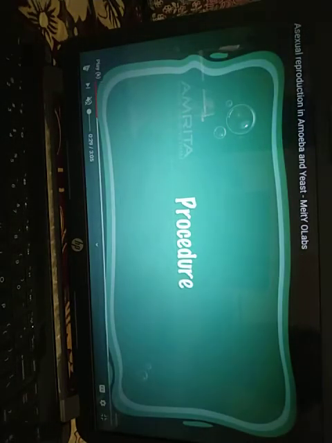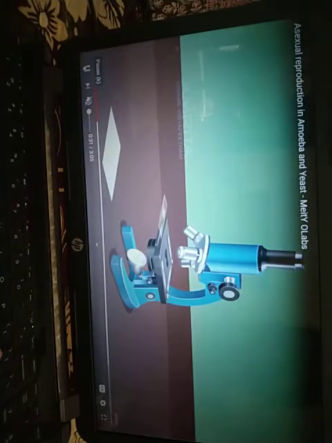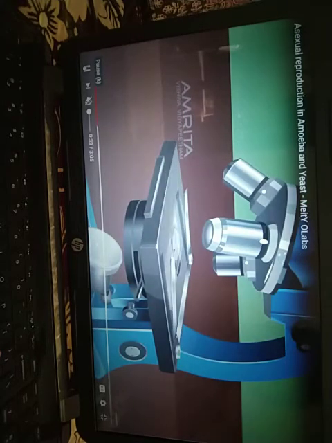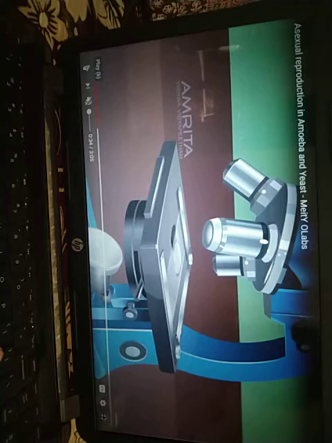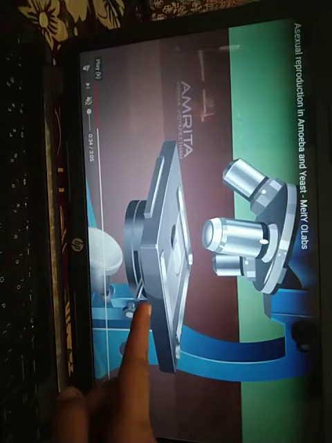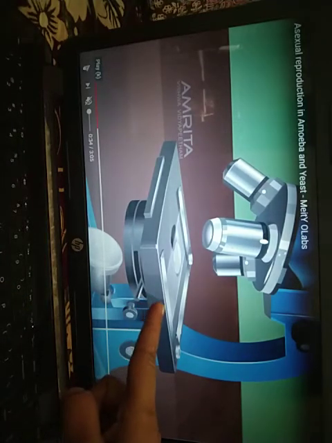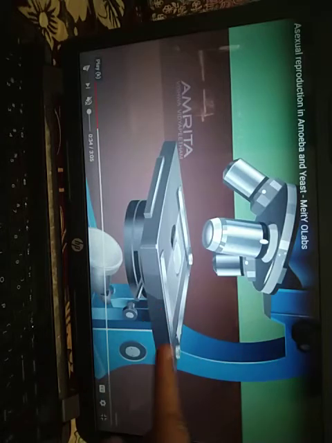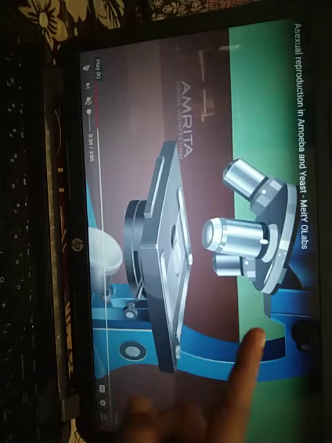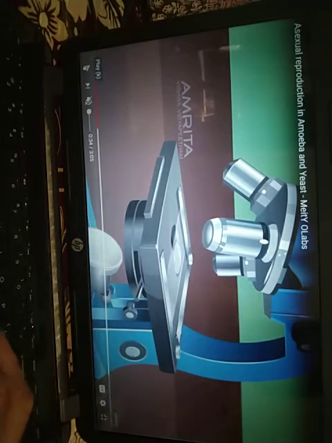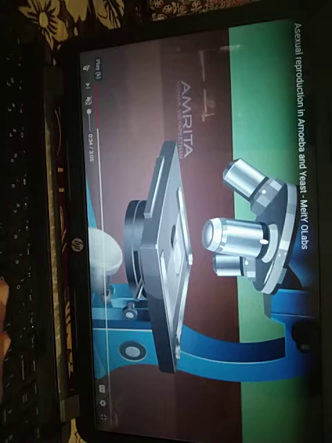Now the procedure, how we do the experiment. We'll take the slide and place it on the stage of the compound microscope. Here this portion is called the stage of the microscope. This microscope is a compound microscope. So we'll place the slide over the stage and then we'll observe the slide.